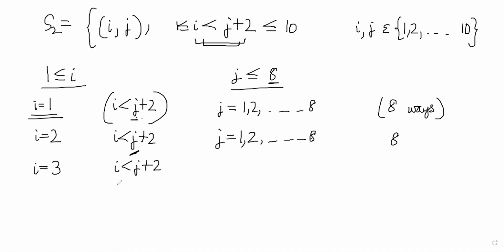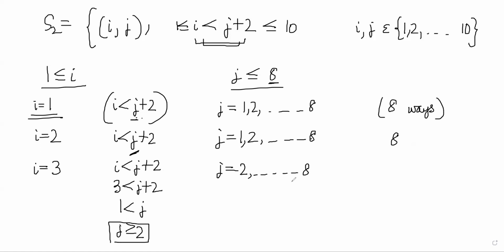Then now we start looking at ways when i is 3. i must be less than j + 2, so we get 3 is less than j + 2. So 1 is less than j. So j must be greater than or equal to 2. So now you realize that j starts from 2 here and can go up to 8, right? So now there are 7 ways, right?